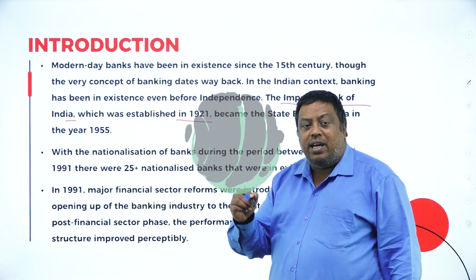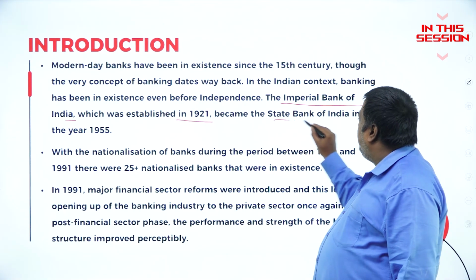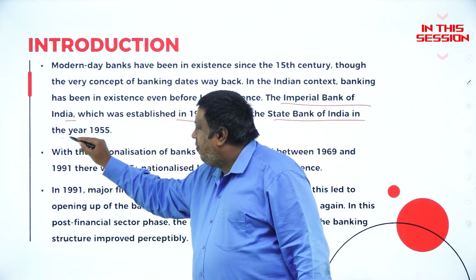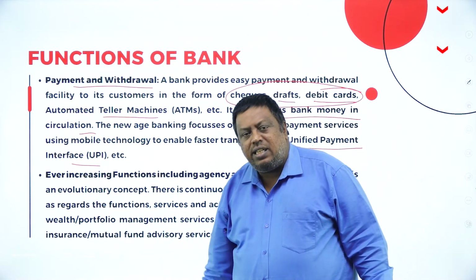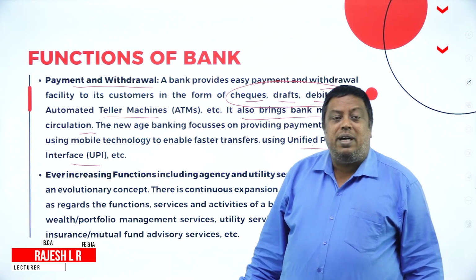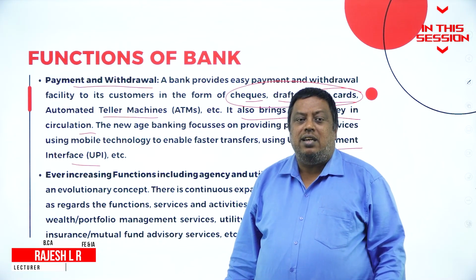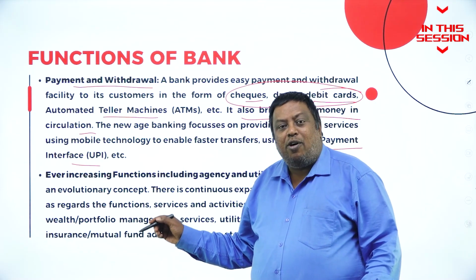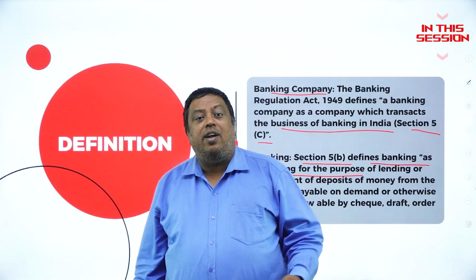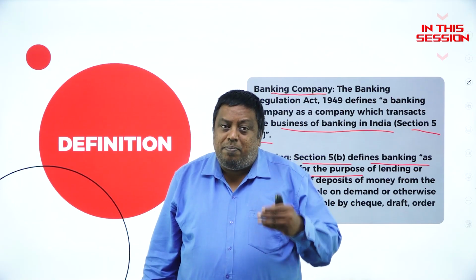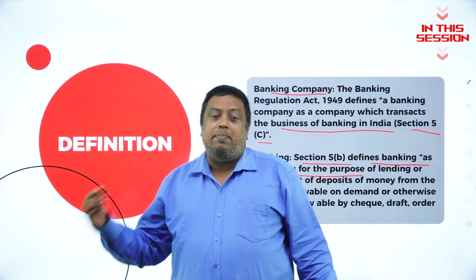In 1921, Imperial Bank was established and now it is called State Bank of India after 1955. Unified Payment Interface is nothing but I can transfer money from one place to another easily, without any hurdles, with the help of mobile banking. Every bank will accept the amount from the public for the purpose of lending it or investing the amount in the capital market.